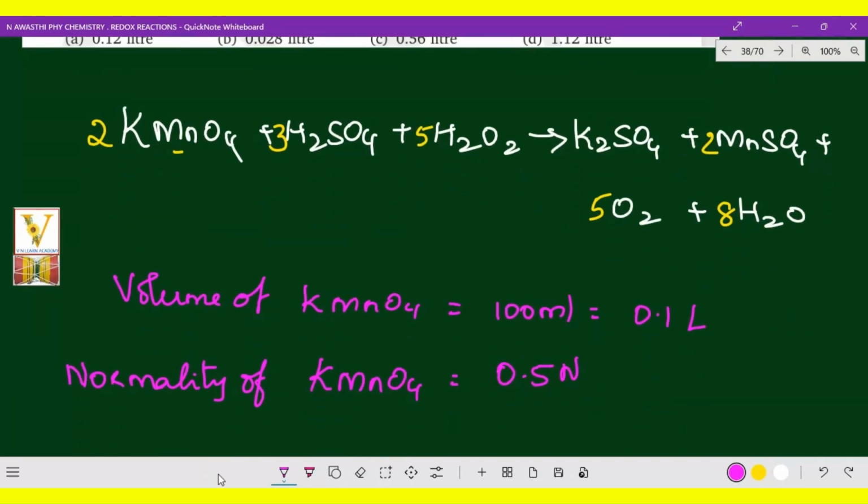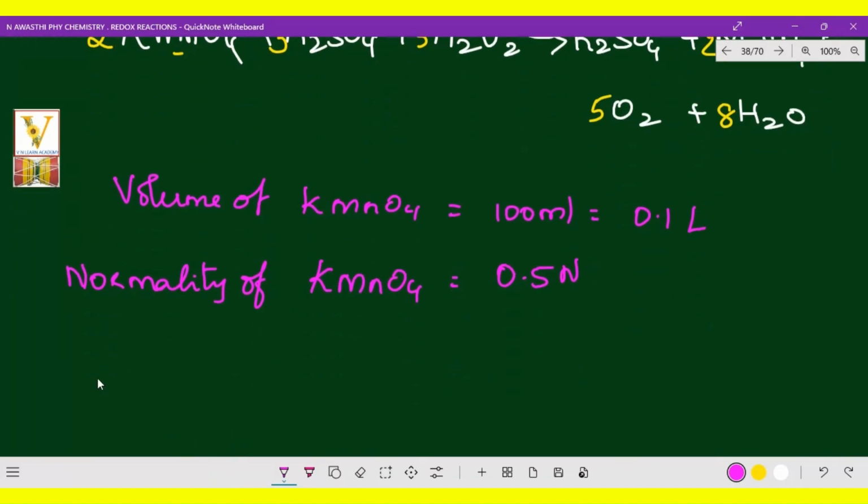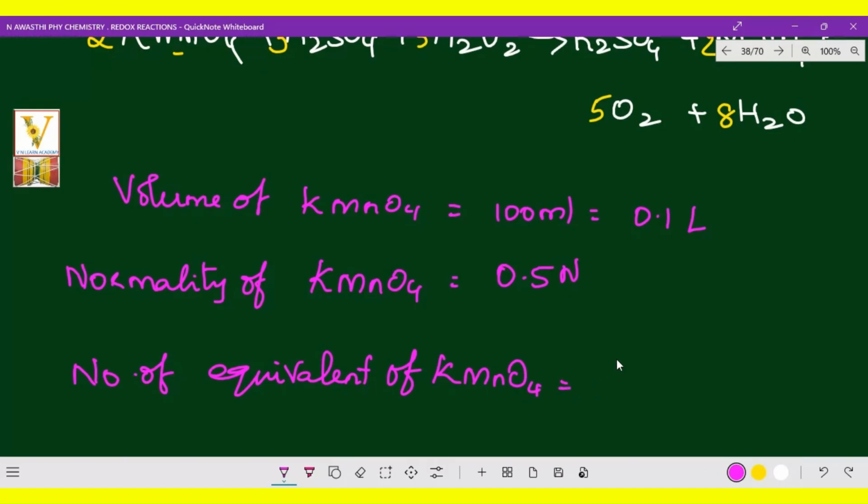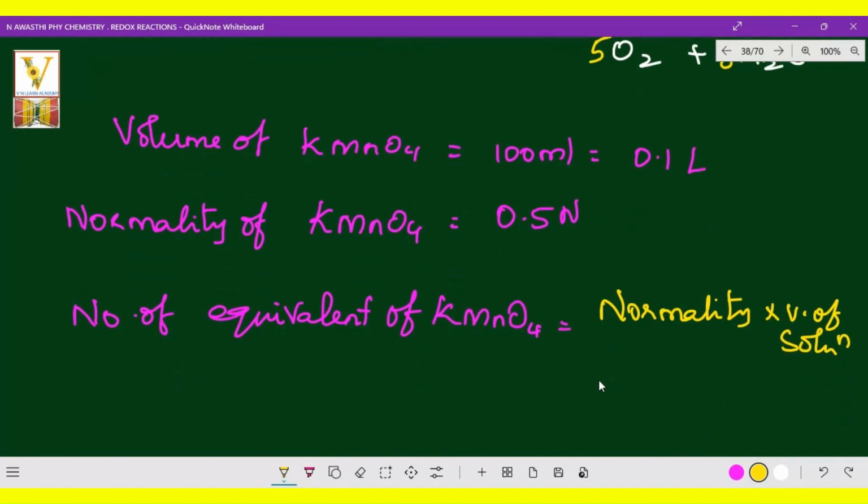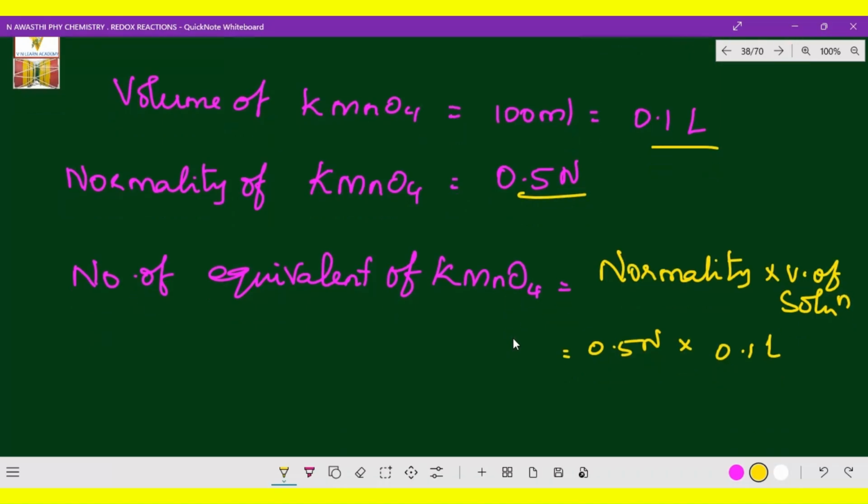Now the number of equivalents of KMnO4, we have to check it. The number of equivalents is normality into volume of solution. So normality is 0.5 N, into volume of solution 0.1 liter. That is what I just brought as data. Usually if we write the data, it will be easy for us to calculate, because we know the formula.